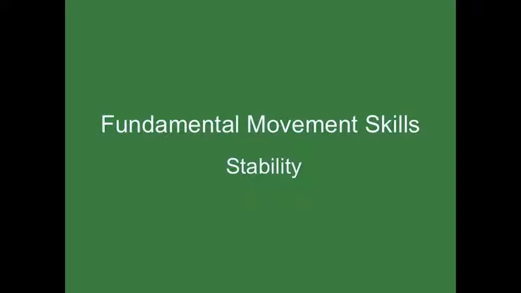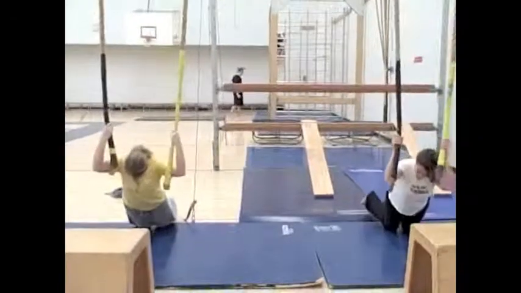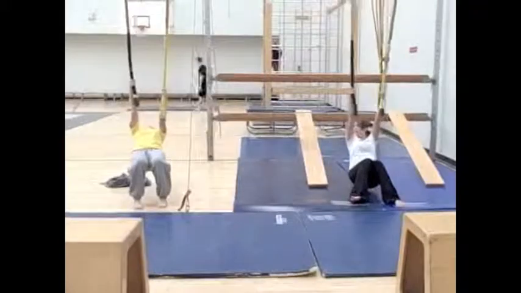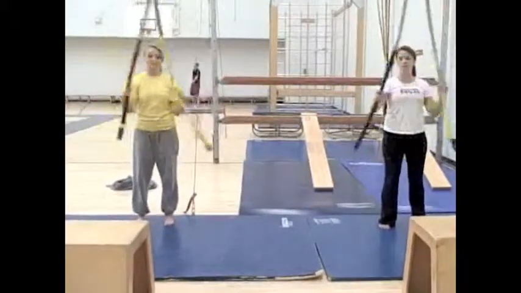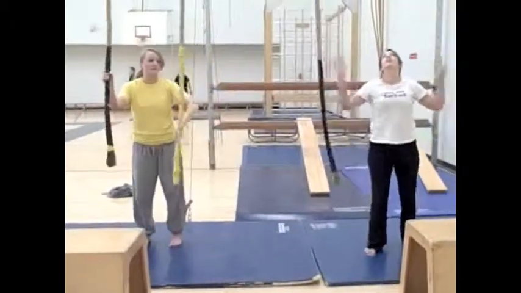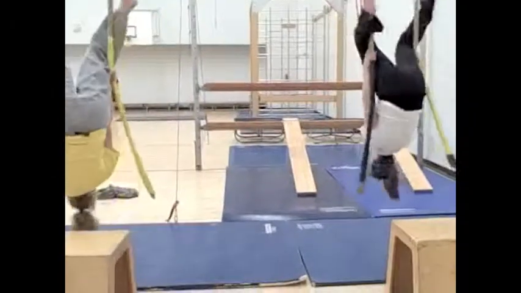The following is a video clip to illustrate fundamental movement skills focusing on stability. Within this media clip, we witness two girls performing a gymnastic sequence, demonstrating stability skills and object manipulation. Using the ropes, they not only demonstrate static, non-moving stability in the upside-down balance, but also dynamic moving stability with moving forwards and backwards with the ropes.